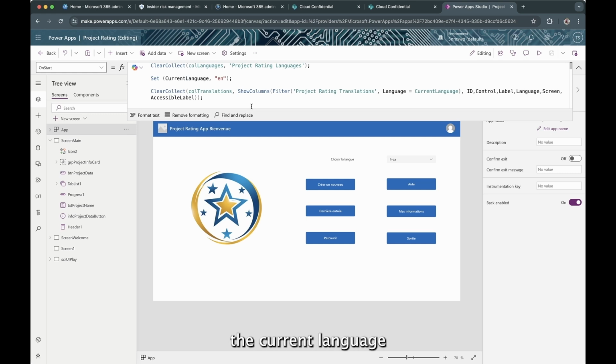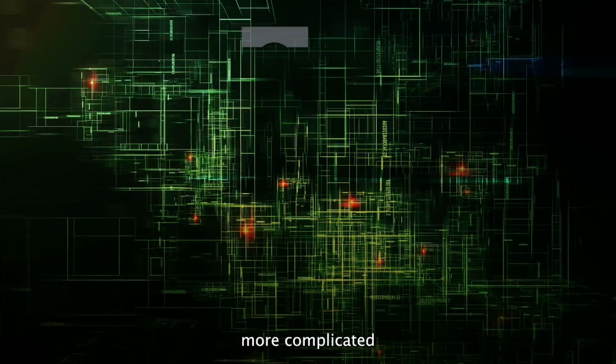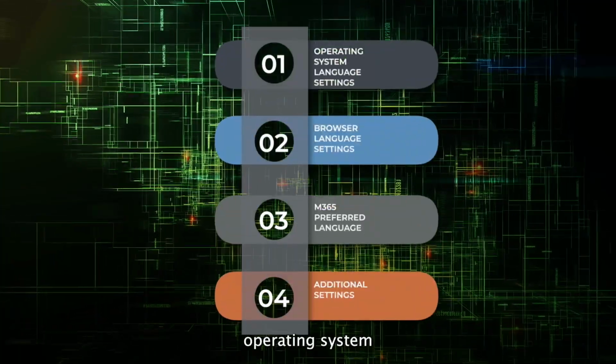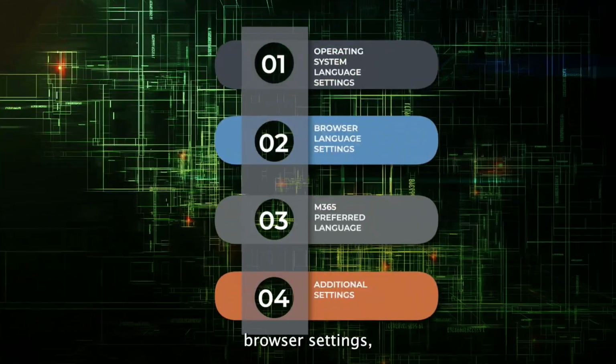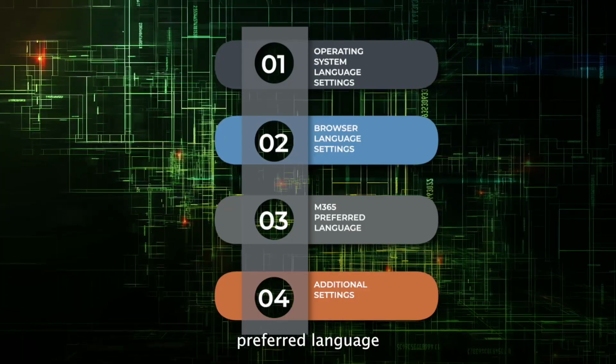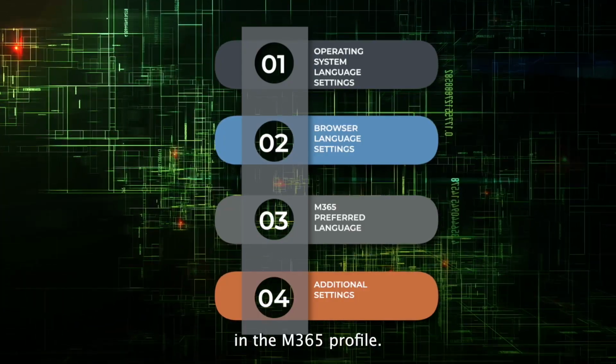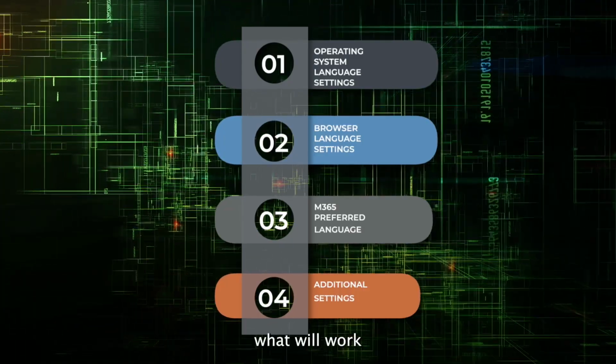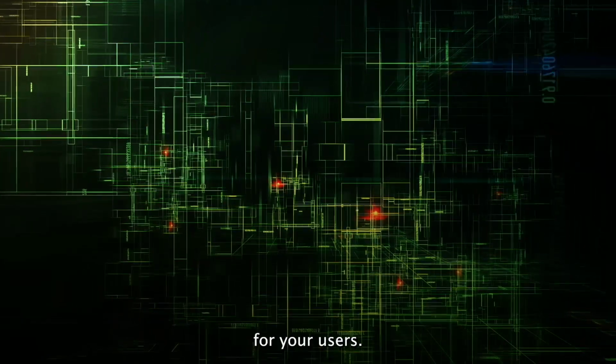Next, we are setting the current language to English. Note that I hard-coded the language in this example. However, you can use the user's preferred language when the app starts. It gets a bit more complicated because there are operating system language settings, browser settings, and a preferred language in the M365 profile. You will have to figure out what will work the best for your users.